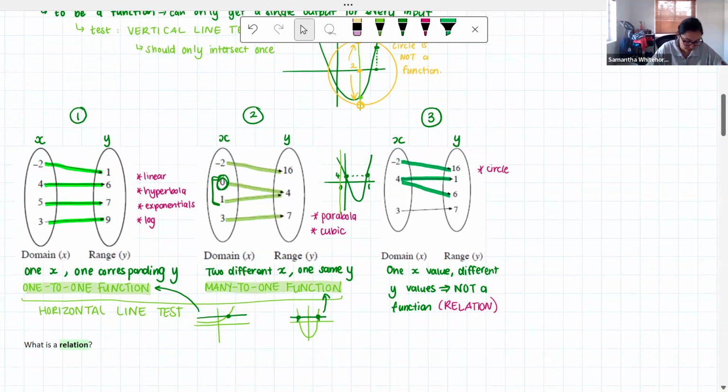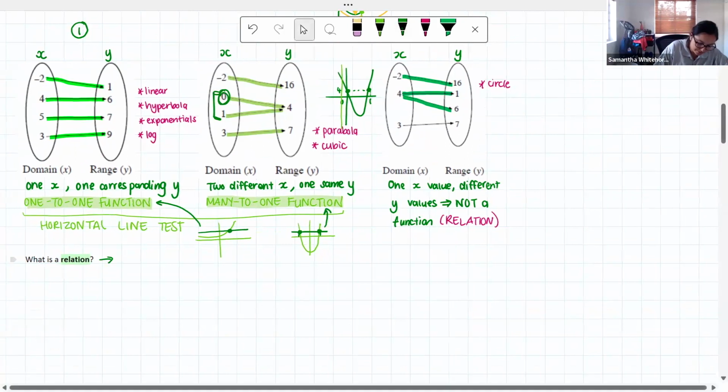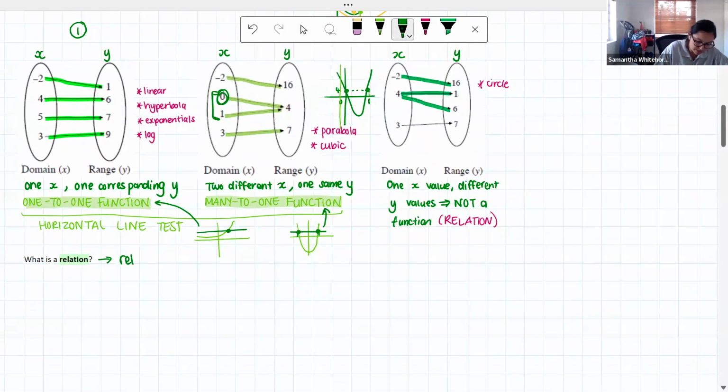All right, so guys, I do have what is a relation here, and we can write it out, but basically just bear in mind a relation is just a set of ordered pairs to coordinates. A relation is basically just a set of ordered pairs, and they can be in any shape.